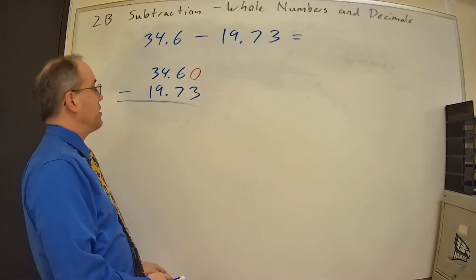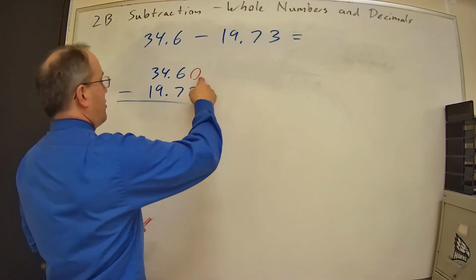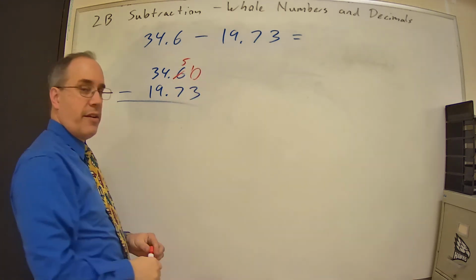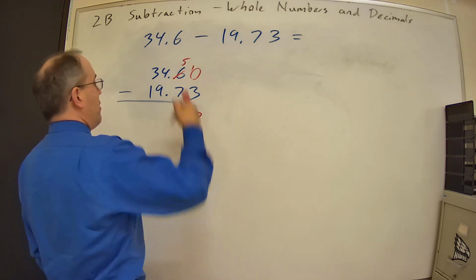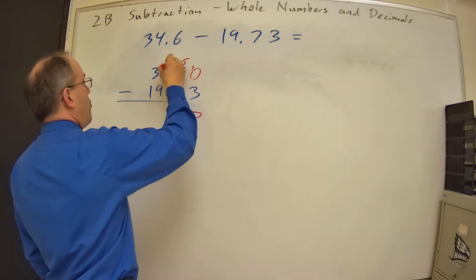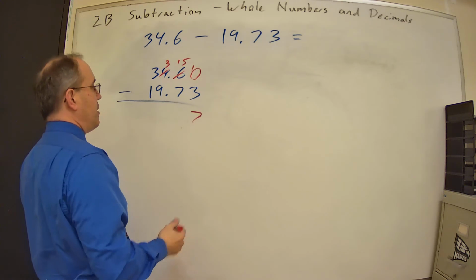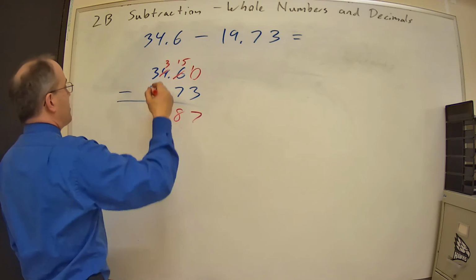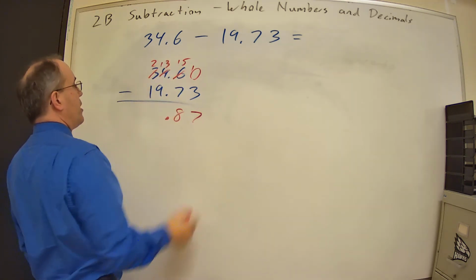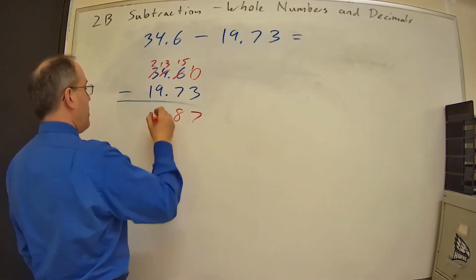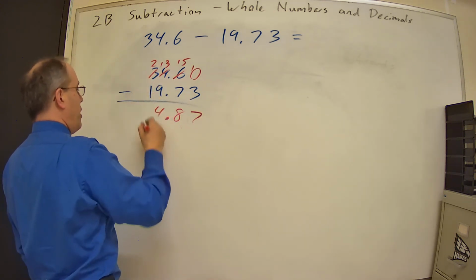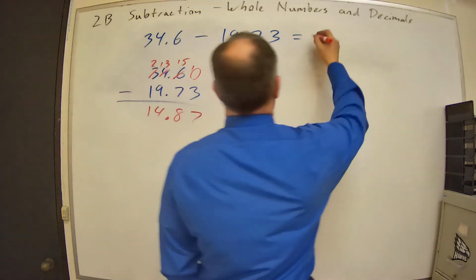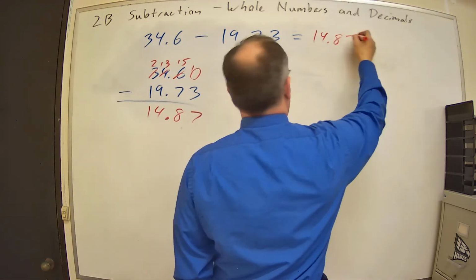So now I can easily see that 0 minus 3, I can't do it. I'm going to borrow, which is going to make it 5 and make that a 10. 10 minus 3 is 7. 5 minus 7, can't do it. I'm going to have to borrow, make that a 3, and turn that into 15. 15 minus 7, 8. Decimal point. 3 minus 9, can't do it. I'm going to borrow, make that a 2, makes that a 13. 13 minus 9, 4. 2 minus 1, 1. 34.6 minus 19.73 is 14.87.